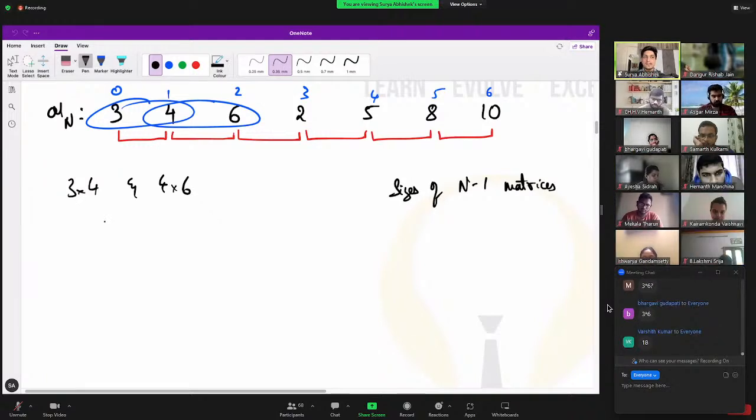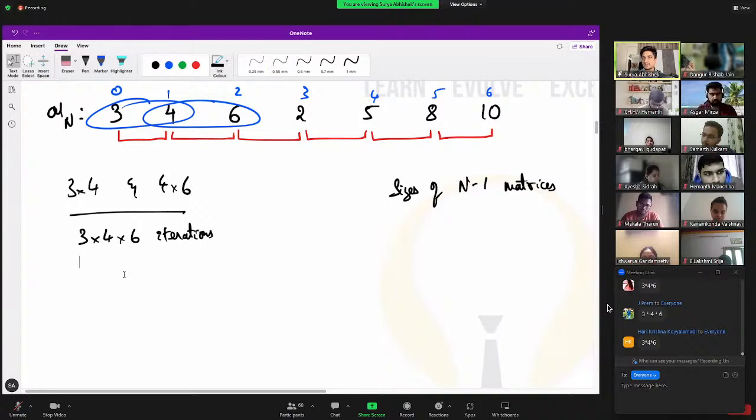Three cross 6 is the end result, but that is not the number of iterations that it will take. That is right, 3 into 4 into 6 is the correct answer. It will take 3 into 4 into 6 iterations. If you don't know how we got this, then you should probably learn matrix multiplication first before you follow me on this question.